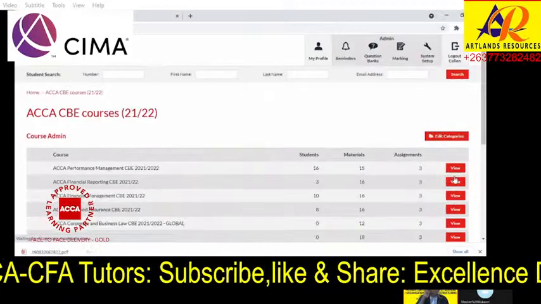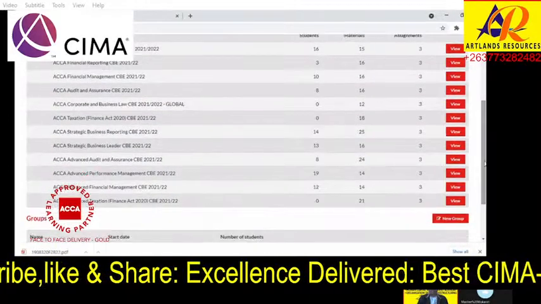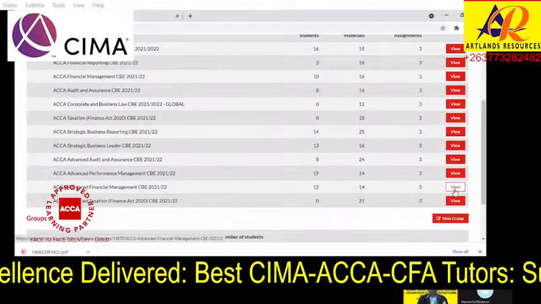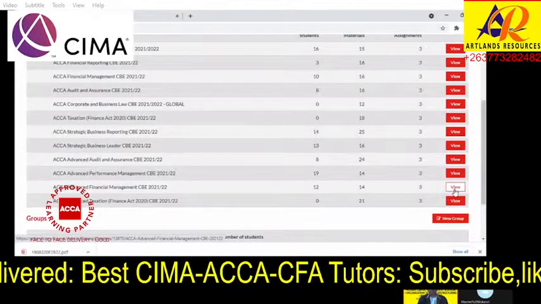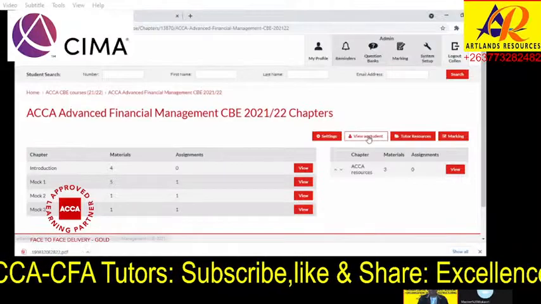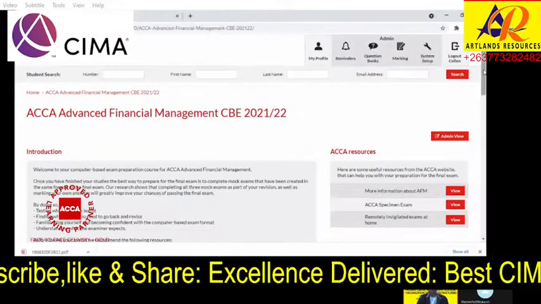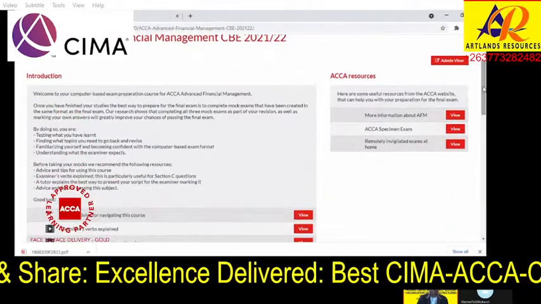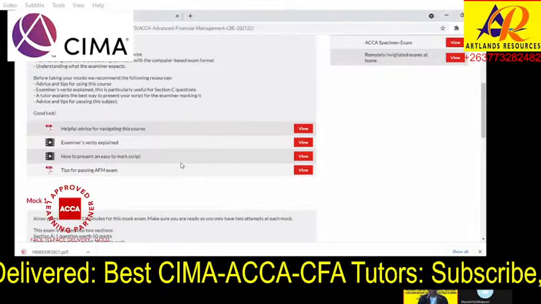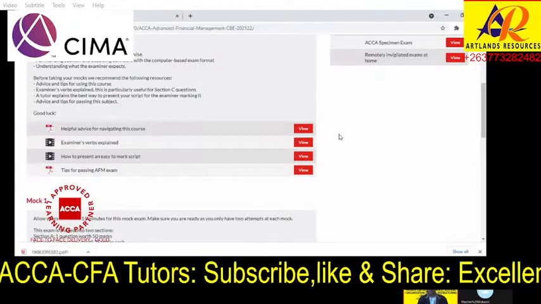For CBE courses, because your exam is CBE, it's important to make sure that you are practicing answering those exams in a platform that you are likely to come across in the actual exam, which is CBE. Now, we have CBE courses for every exam, as you can see. And our exam of interest is financial management. If I open as a student, here's how you are going to view this. Once you are enrolled with At Length resources for the CBE courses, there's an introductory video where we are explaining examiner's verbs, how to present an easy to mark script, and tips. Make sure you go through all this material and understand it.